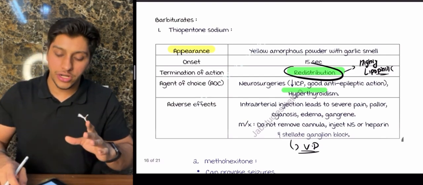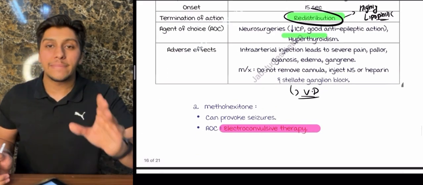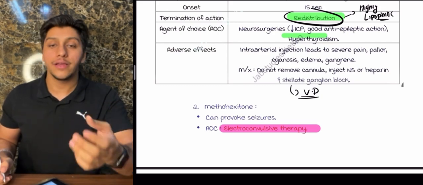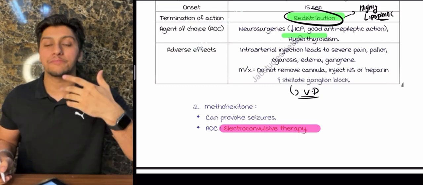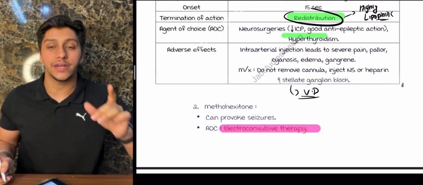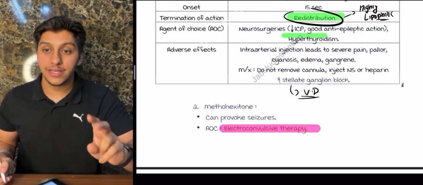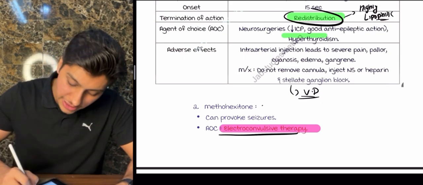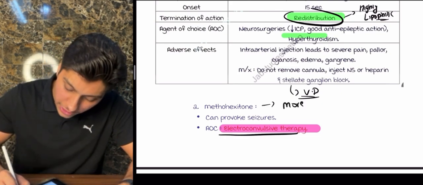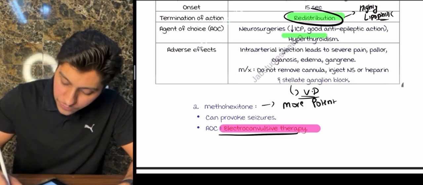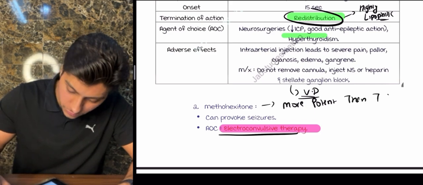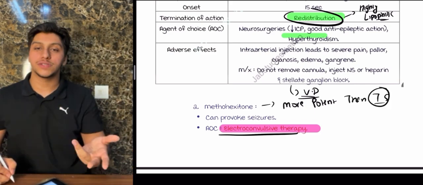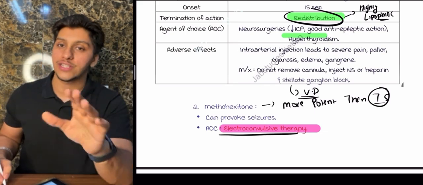The second barbiturate, not to know too much about it, just remember methohexital can cause seizures. So it can precipitate seizures, that's why it is contraindicated in head surgeries. The second thing is that it is used in electroconvulsive therapy. And remember, methohexital is more potent than thiopentone sodium, if they ask you. But because it can cause seizures, that's why it is not used.